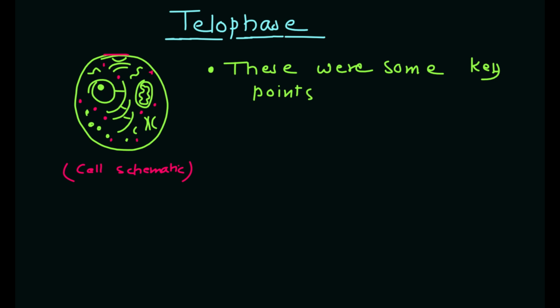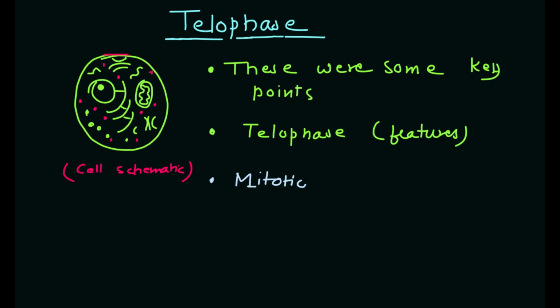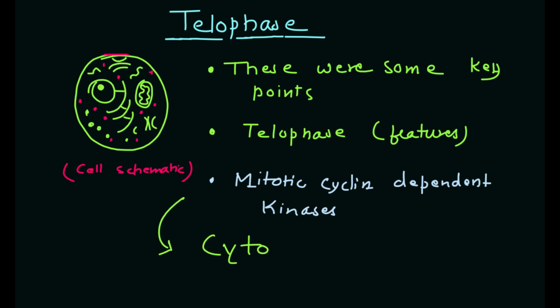We discussed in detail about the telophase features, what are the structures that reappear in the telophase. In addition to that, we discussed about mitotic cyclin-dependent kinases. Next, we will discuss the stage called cytokinesis.